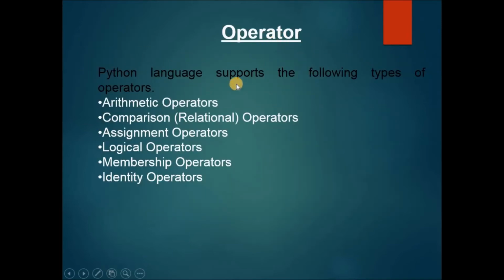After that, operators. Some symbols are there in Python that we have to use. These symbols are used to perform some specific tasks. So these symbols you can call operators. Different types of operators are there: arithmetic operators, comparison operators, assignment operators, logical operators, membership operators, identity operators. About these operators we will discuss later. In this PPT I have already defined these operators, so we'll discuss them in the next slides.